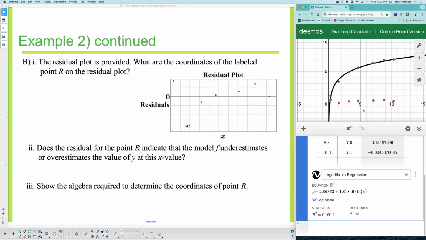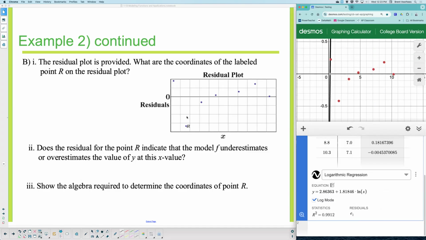And once it hits the residuals, I would zoom in or zoom fit the residuals right there. So hit the plot, then zoom fit. R is obviously this point right there. When you click it, there's your value. That's the coordinates of that residual right there.